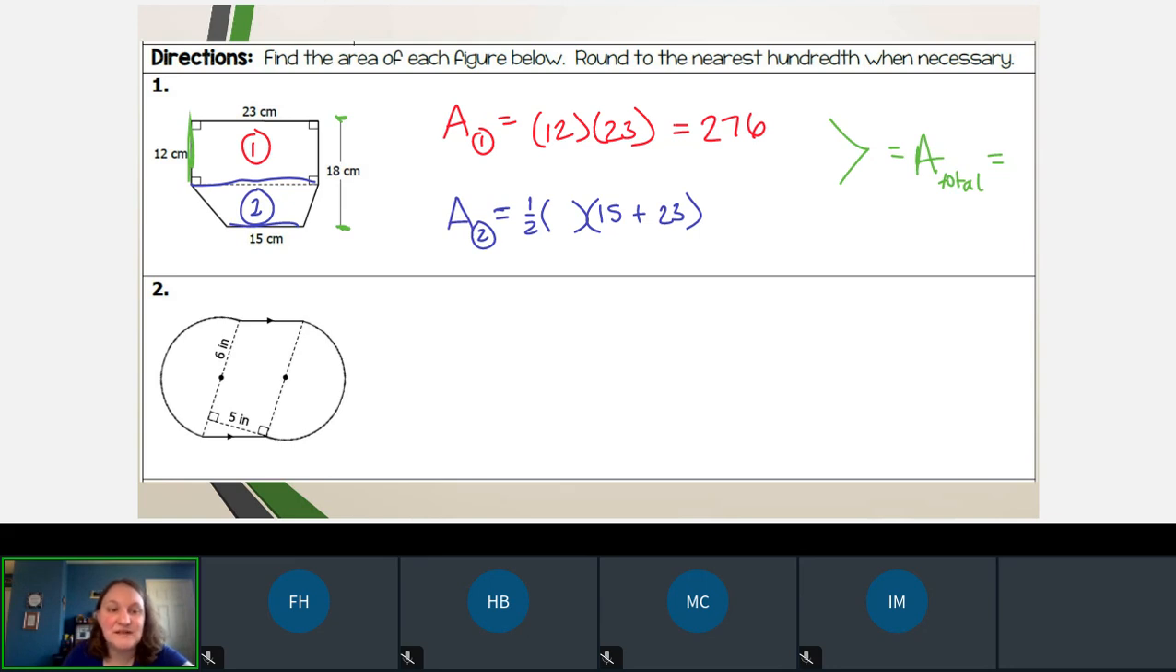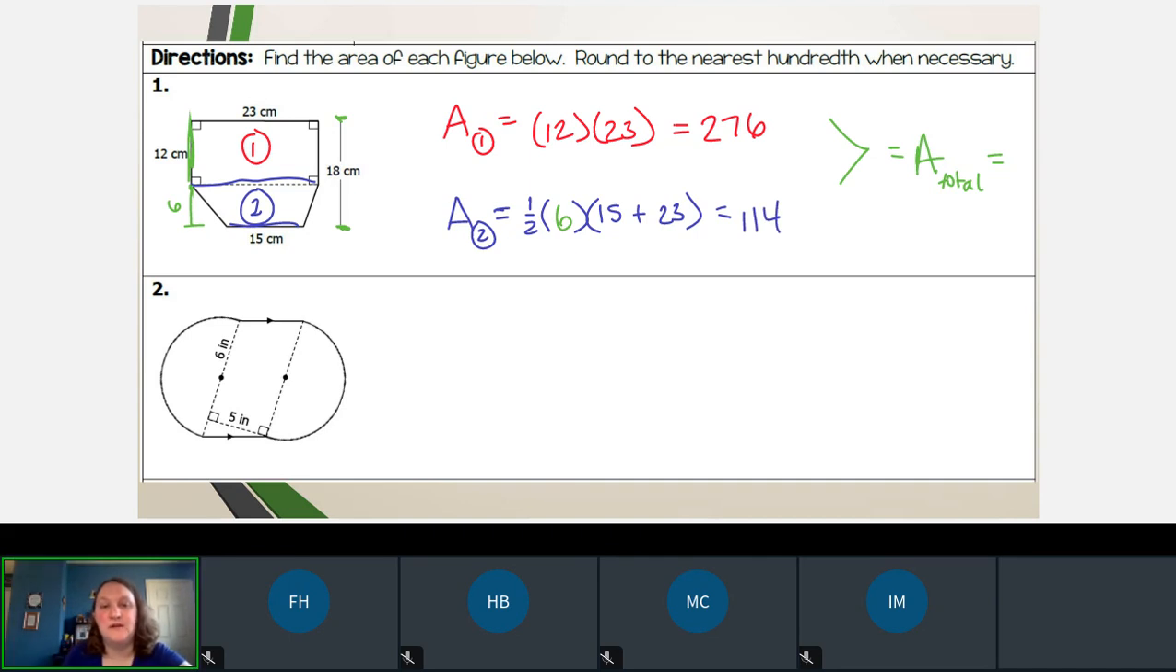So the height has to be 6 because whatever the distance from here to here is, I have to be able to add it to 12 to get that 18. So it's 6. In these composite figures, they might not always give you every single number that you need, but there will be enough information in the picture that you can figure it out. So now we just find the area of that trapezoid. Hey, calculator, 15 plus 23 times 6 times 1/2 is 114.